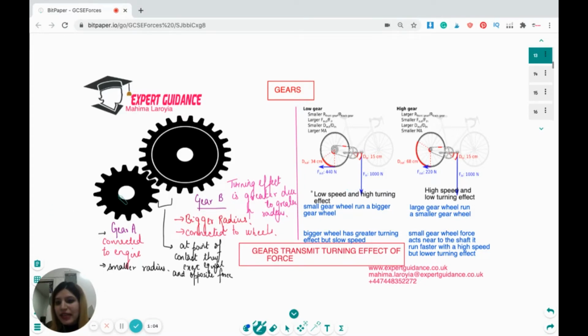Now what happens in gears? We have gear A and gear B. The gear A is connected to the engines and it has a small radius, whereas the gear B has a bigger radius and it is connected to the wheels, right? At this point, they exert an equal and an opposite force. Now, what happens? The turning effect is greater due to a greater radius. Now, gears are of two types, the low gear and a high gear. The low gear has a low speed but a high turning effect, whereas high gear has a high speed and low turning effect.